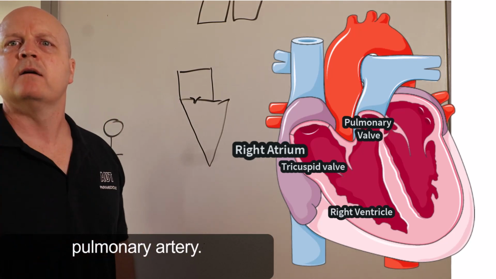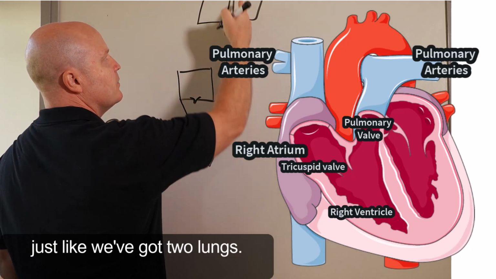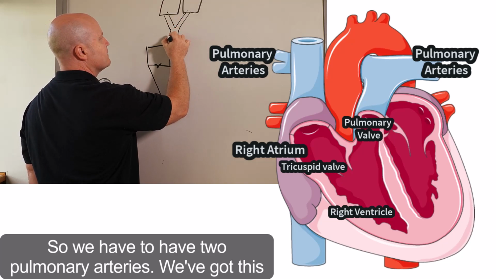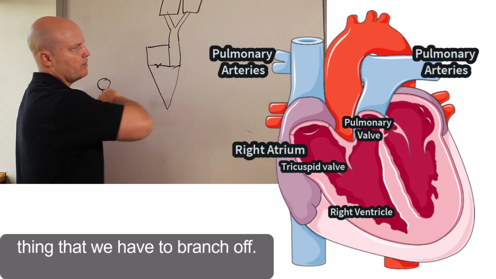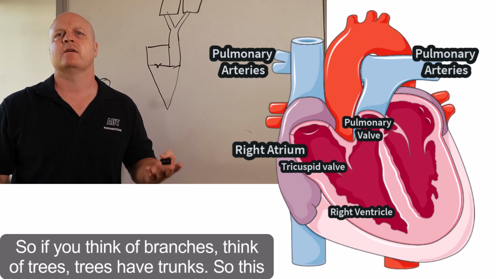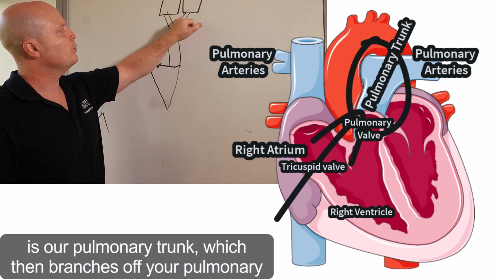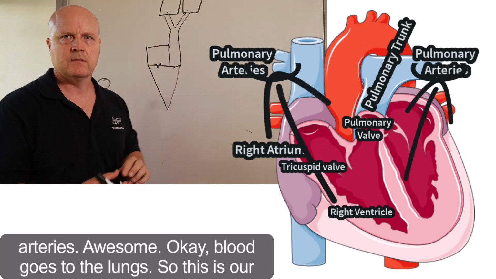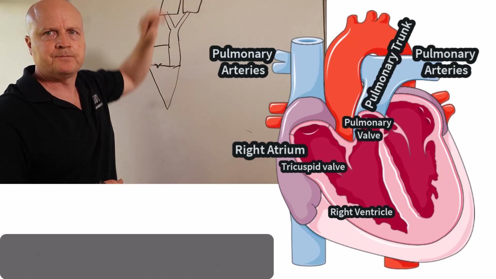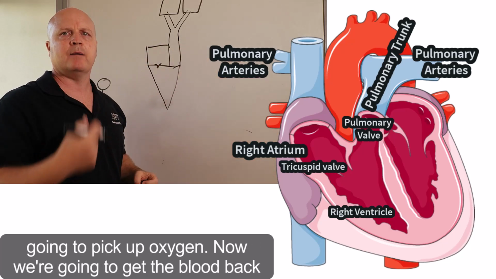So, pulmonary artery. Okay, but before we get there, just like we've got two lungs, we have to have two pulmonary arteries, so we have to branch off. If you think of branches, think of trees. Trees have trunks. So this is our pulmonary trunk, which then branches off to our pulmonary arteries. Awesome. Okay. Blood goes to the lungs, so this is our pulmonary circulation, and there we're going to drop off our carbon dioxide and pick up oxygen.